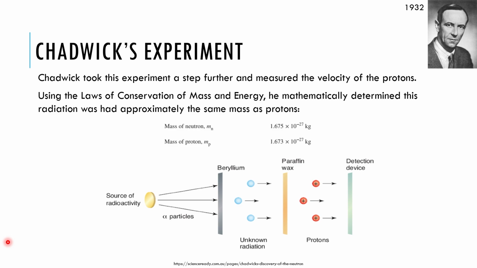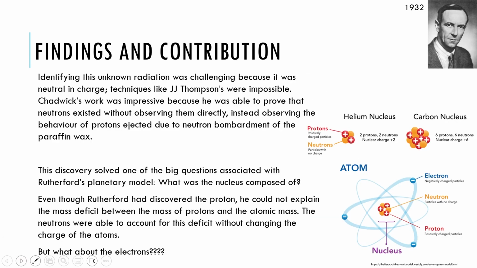This evidence led to Chadwick's conclusion that the unknown radiation was made of matter, it was a particle, its mass was about the same as a proton, yet it had no charge. Therefore this was a new subatomic particle that had not been discovered before. It was aptly named the neutron due to its neutral charge. This made Chadwick's work quite impressive.